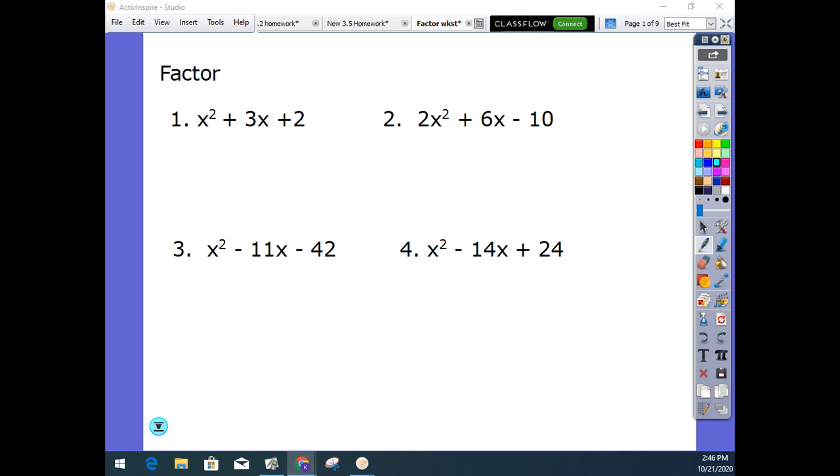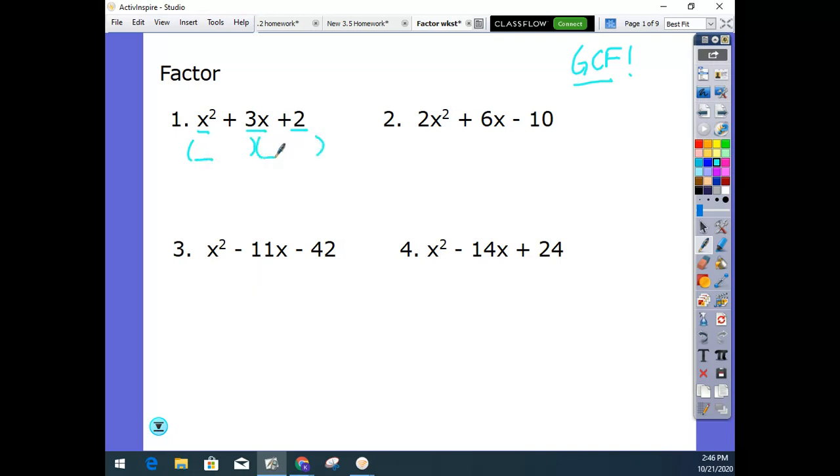So when you factor, the very first thing you look for, GCF. If there's not one, x squared, 3x, 2 have nothing in common, go right into 2 parentheses. Whatever you put first has to multiply to get x squared. So I just break x squared in half, x and x. Then we need factors of 2 that add to get 3. Plus 2, plus 1.